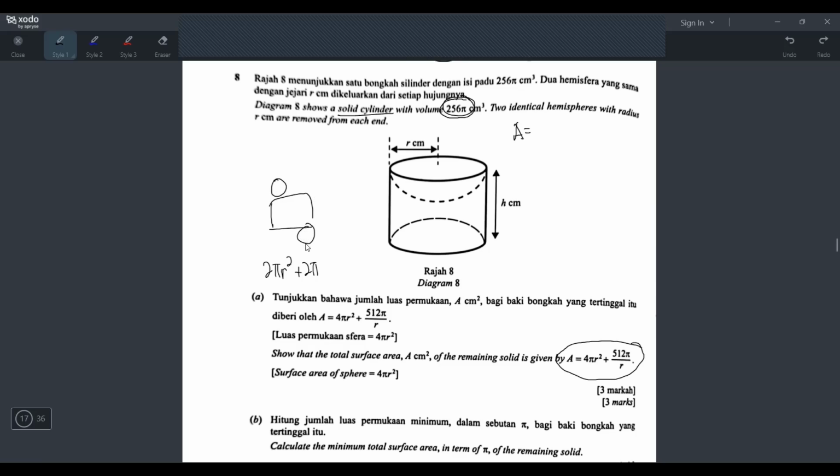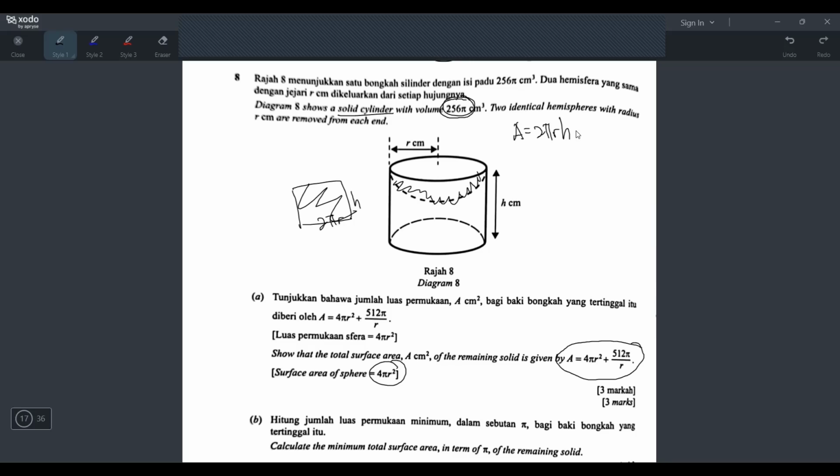But it doesn't look like this because I already removed the hemispheres. So the rectangle is still there, so this one is 2 pi r h, because the rectangle area is 2 pi r h. But the surface area at the top is no longer pi r square because it's already removed, right? So what's left is the curved surface of the hemisphere. And they even write it for you here. The surface area of a sphere is 4 pi r square, right? But for a hemisphere it's actually 2 pi r square.